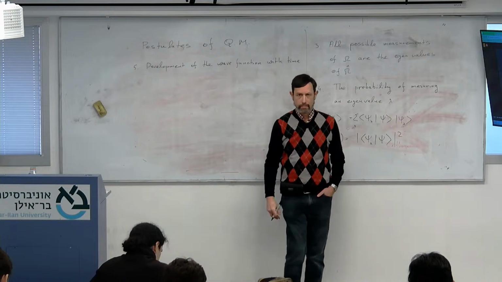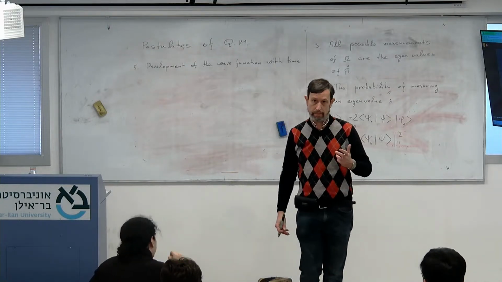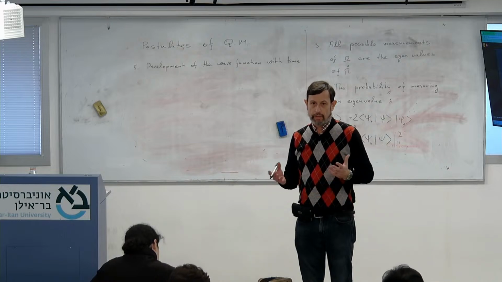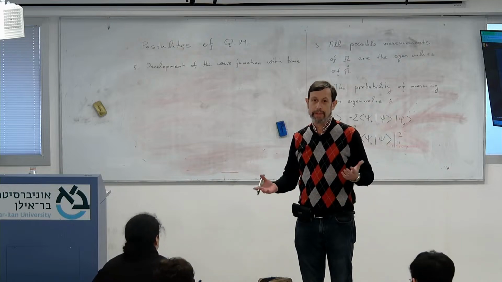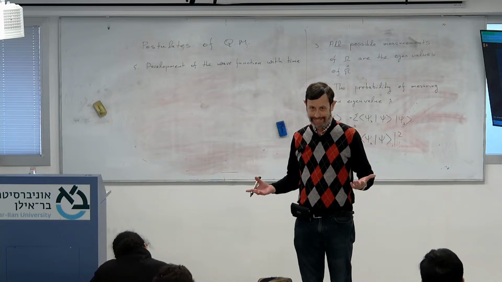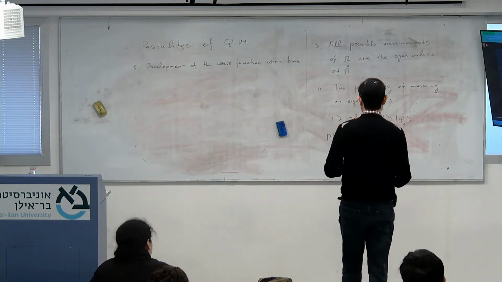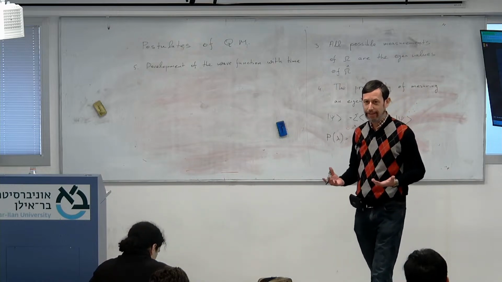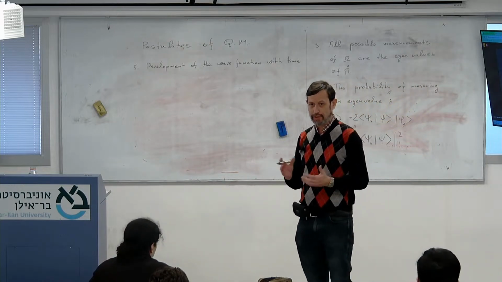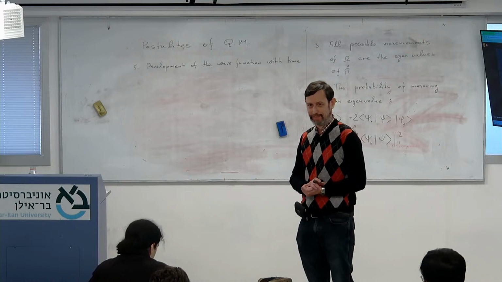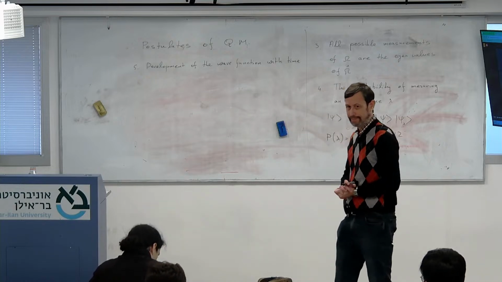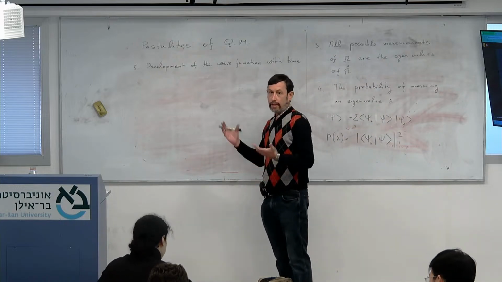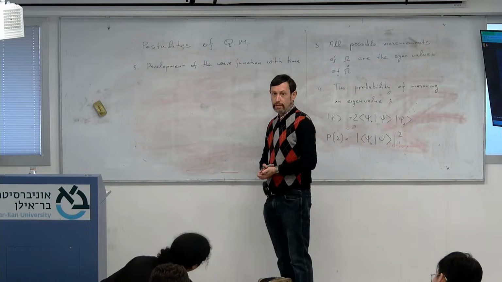The last postulate was the Born rule. You actually met it. We said the probability is psi squared. I just haven't given you yet the eigenvalues and the eigenvectors of the position operator. That we discussed a lot.